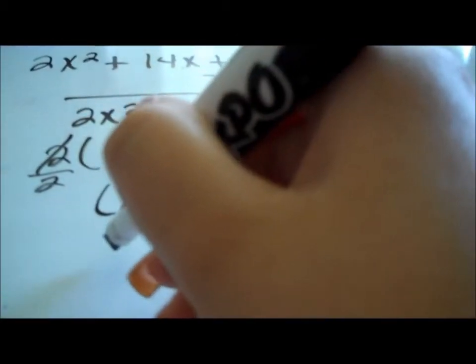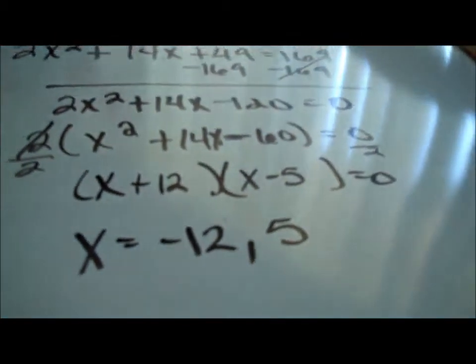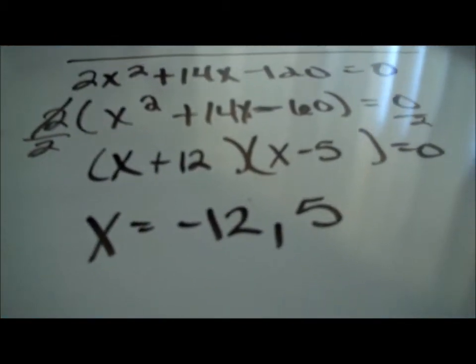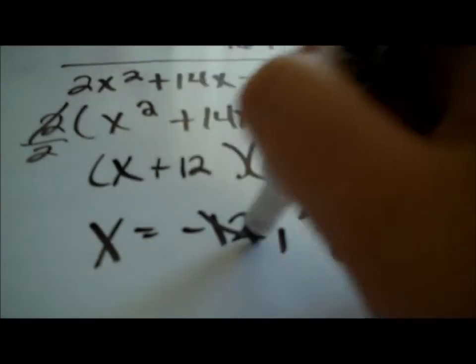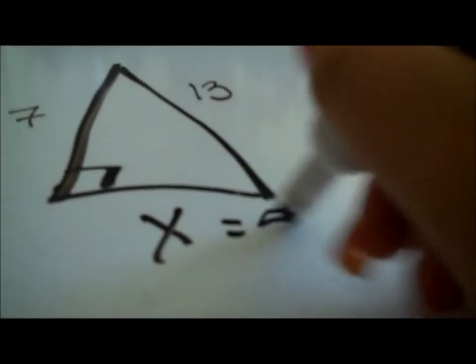So I need to solve. So I get x equals a negative 12 and x equals a positive 5. Remember that we are talking about sides of a right triangle, so I cannot use negative 12. I have to use 5. Okay, so that means that one side is 5. The other one is 5 plus 7, which is a positive 12, and this is in feet.